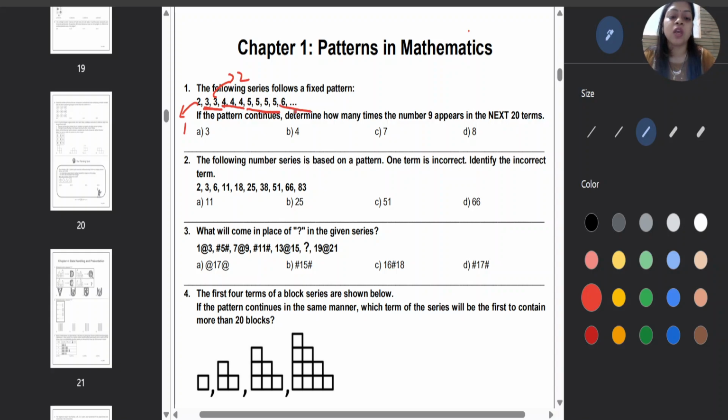Here you can observe the pattern that the series is starting from 2 and 2 is only once. Then the next number in the counting is 3, which is twice. The next number in the counting is 4, which is 3 times. Basically in counting, when you reach 9, it will appear 1 less than 9, that will be 8 times. So the correct answer will be 8 here.